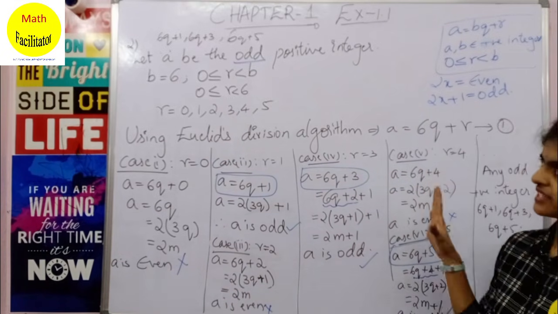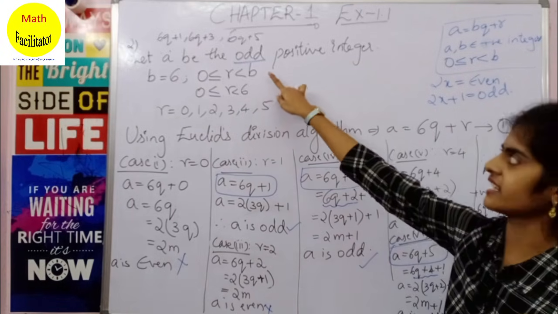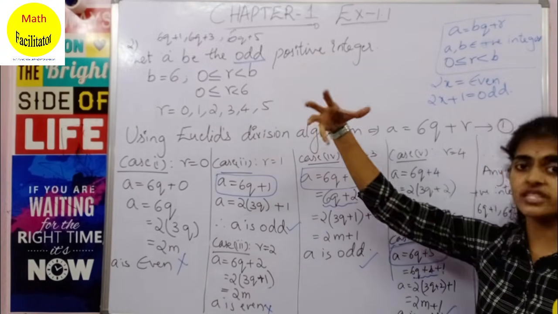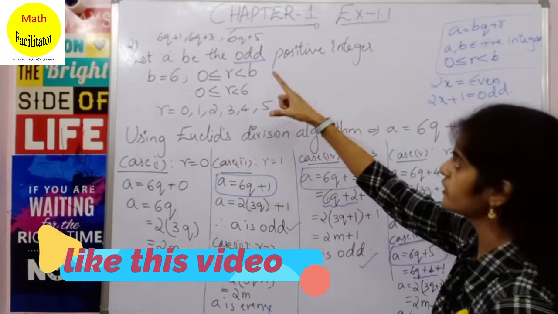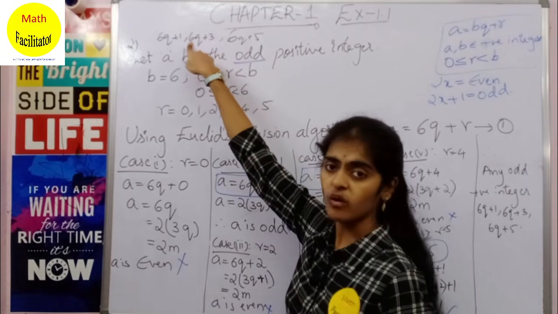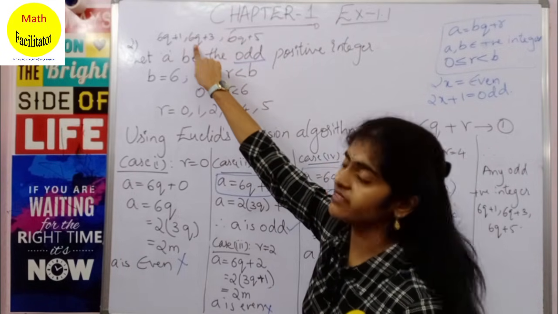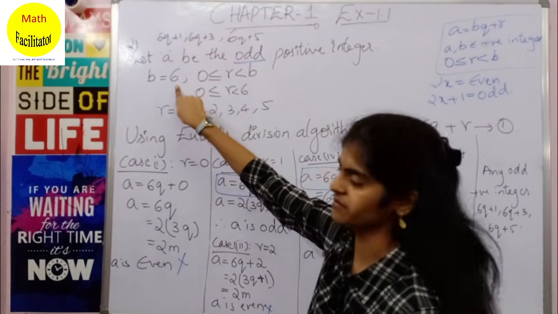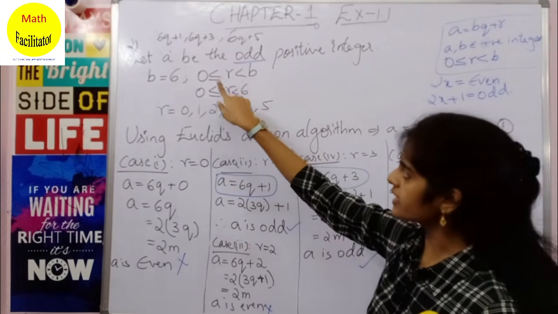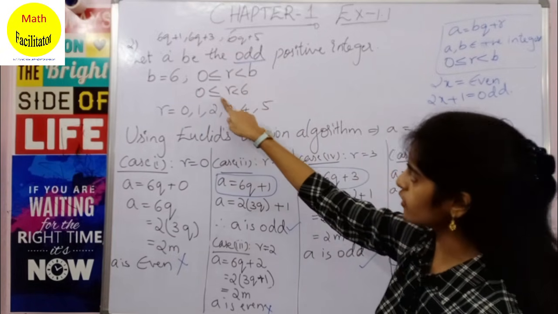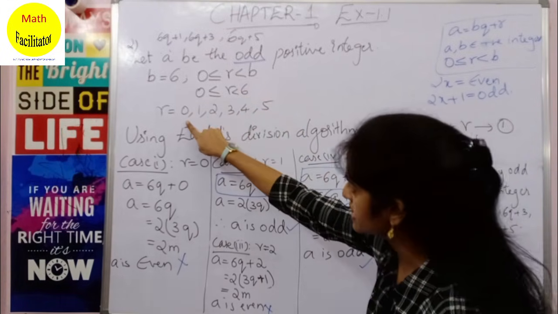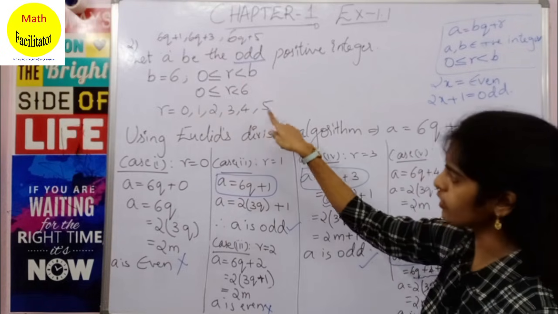Clear? So whenever a question like this is given to you, firstly you will write the condition which is given. Then you have to do this using Euclid's division algorithm. So you want the value of b also. So how will you get b? You will get b from the question. Whatever you have to prove, from that you will take the value of b. Okay, here b is 6. Now r is from 0 to less than b. So here b is 6, so r is less than 6, so it can be 0, 1, 2, 3, 4, 5.